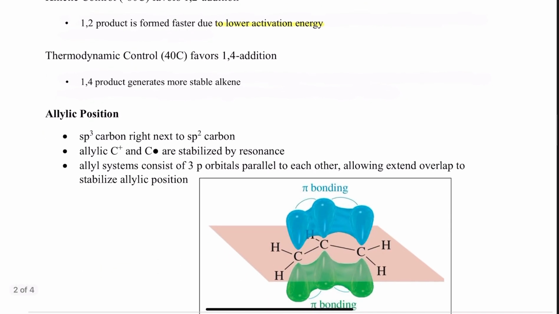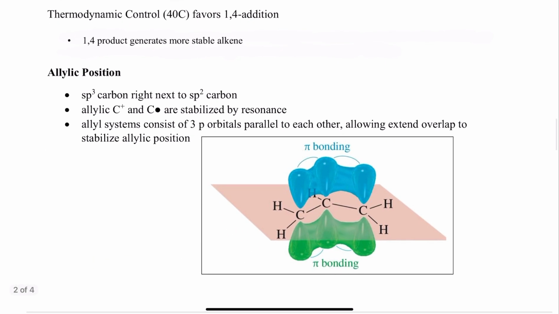So now we're going to talk about the allylic position. The allylic position is going to be our sp3 hybridized carbon that's right next to our sp2 carbons on our double bond. So I like saying sp2, sp2, sp3. That is what my brain says to me whenever I'm trying to identify an allylic position.